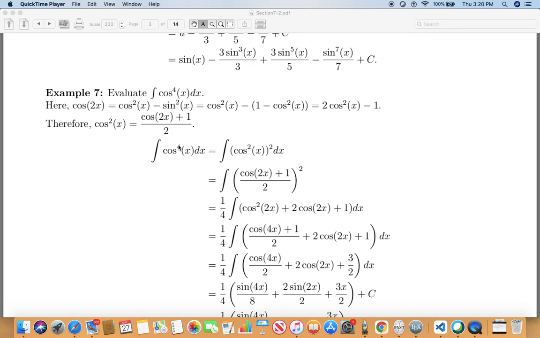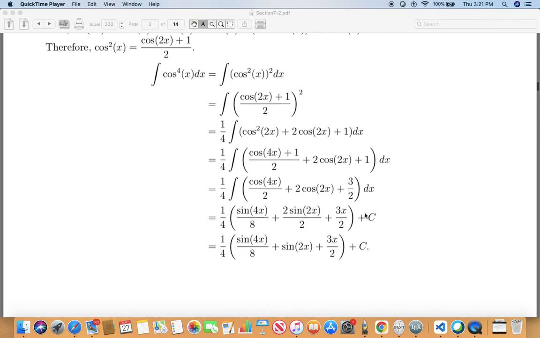So integral of cosine power 4x dx is cosine squared x, power 2, dx. Cosine squared x is (cosine 2x plus 1) over 2. Rewrite that, power 2. Now, power 2 of denominator 2 gives me denominator 4. The numerator expanded gets me cosine squared 2x plus 2 cosine 2x plus 1 dx. So don't forget the constant multiple here.